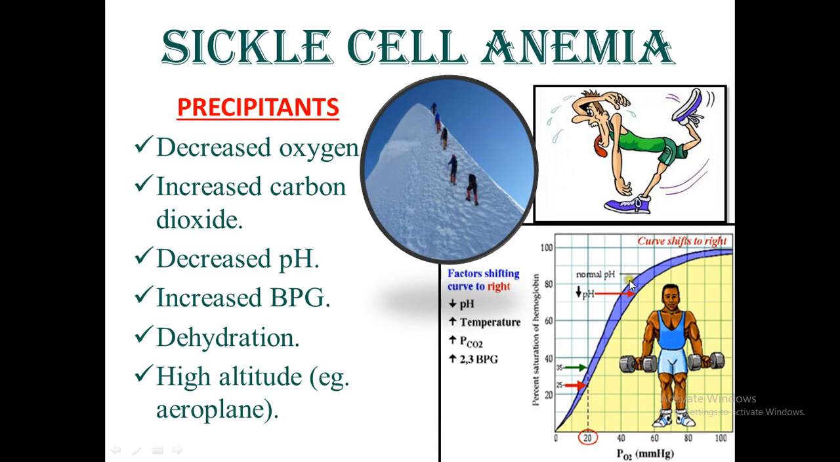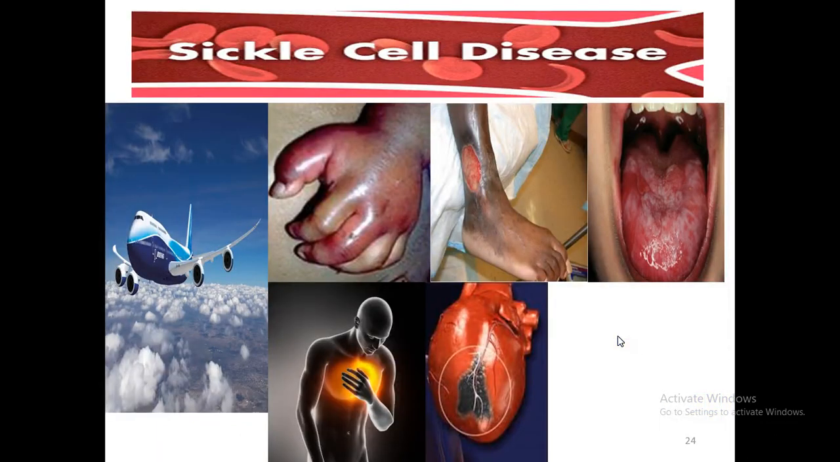So the curve shifts to the right in case of sickle cell anemia. At normal pH, this is the curve. Low pH, the curve shifts to the right. Low pH, high temperature, high PCO2, high 2,3-BPG, bisphosphoglycerate, all these shift the oxygen dissociation curve to the right, and hence less oxygen is given to the tissues, which leads to even more crisis of sickling.